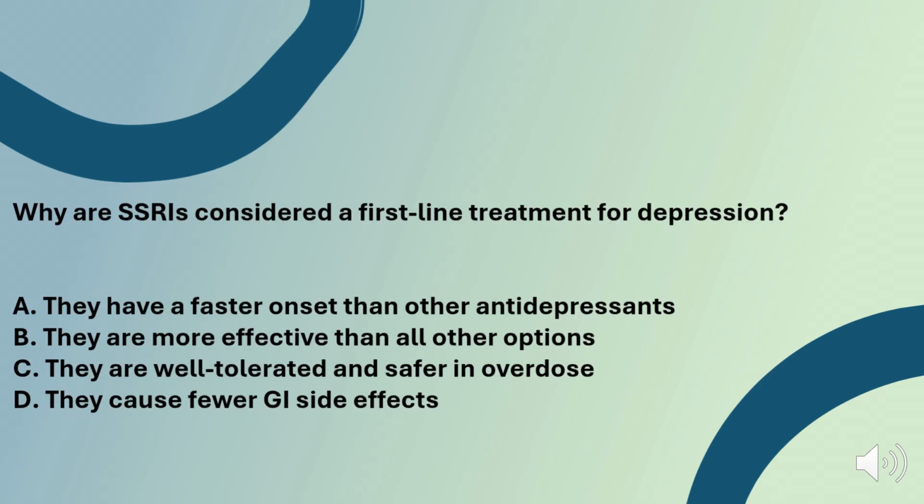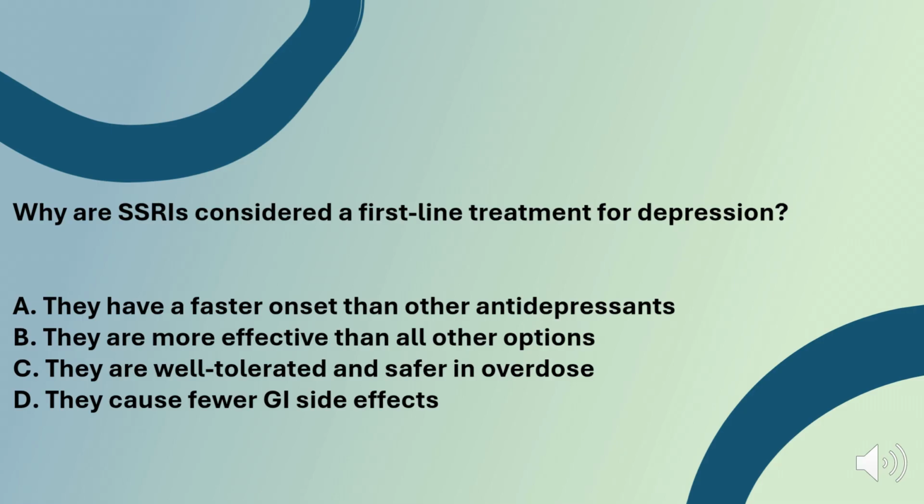Why are SSRIs considered a first-line treatment of depression? A, they have a faster onset than other antidepressants. B, they are more effective than all other options. C, they are well tolerated and safer in an overdose. Or D, they cause fewer GI side effects. So let's talk about which one you think is wrong. I'm going to be quiet for a minute and let you think about that. And I want you to think about why SSRIs are the first-line treatment for depression.